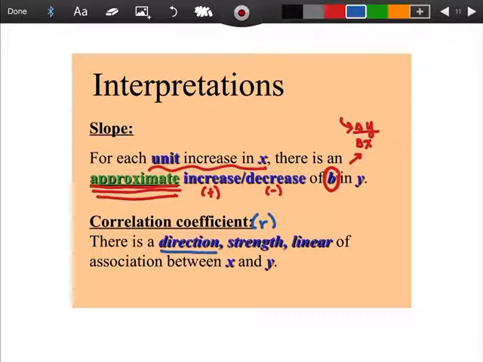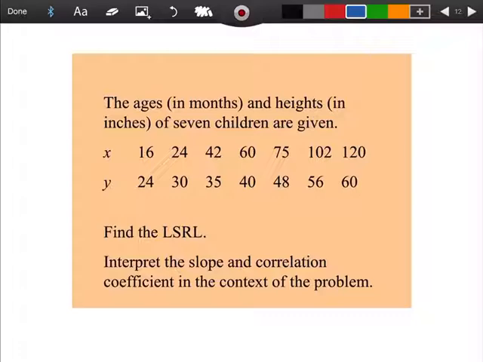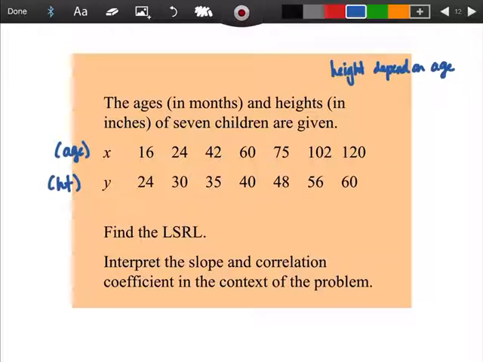From last class, you'll recall our correlation coefficient R represents the strength and the direction of the linear relationship between x and y. So let's take a look at some data. We have x values and y values that represent the age and heights of 7 children. Now it makes sense if we think about this, that height of a child would depend on the age of the child. So that means our height were our y values and our age were our x values.